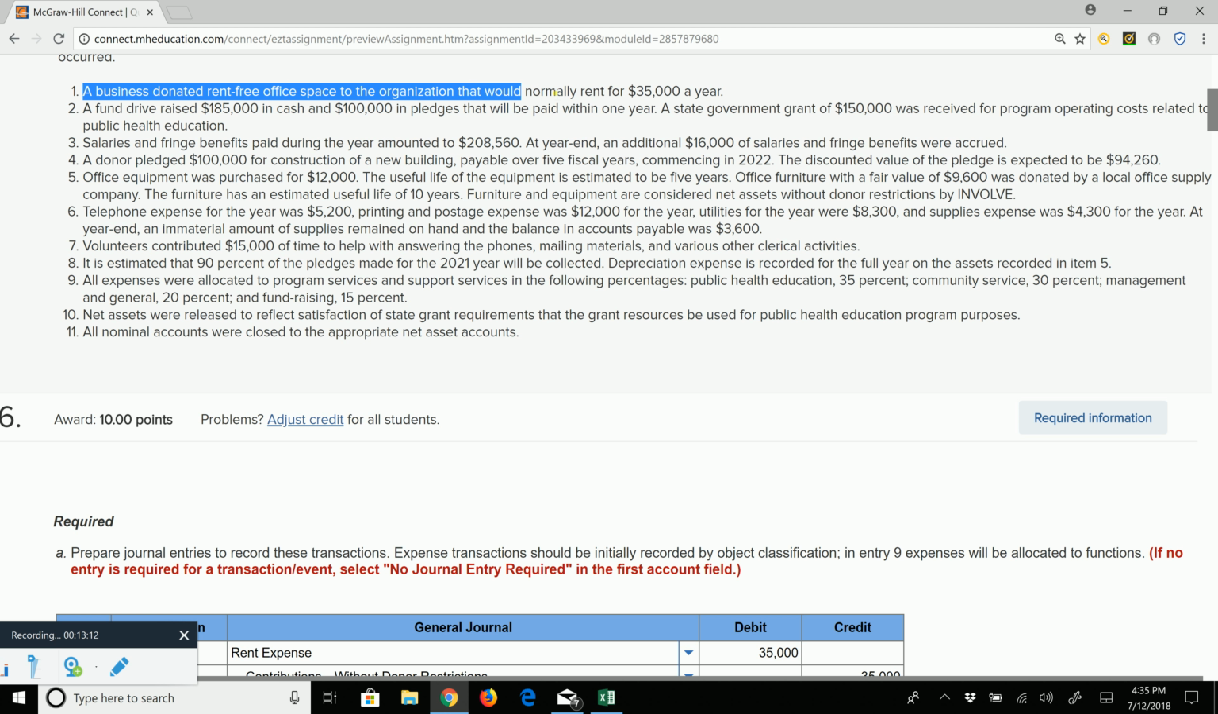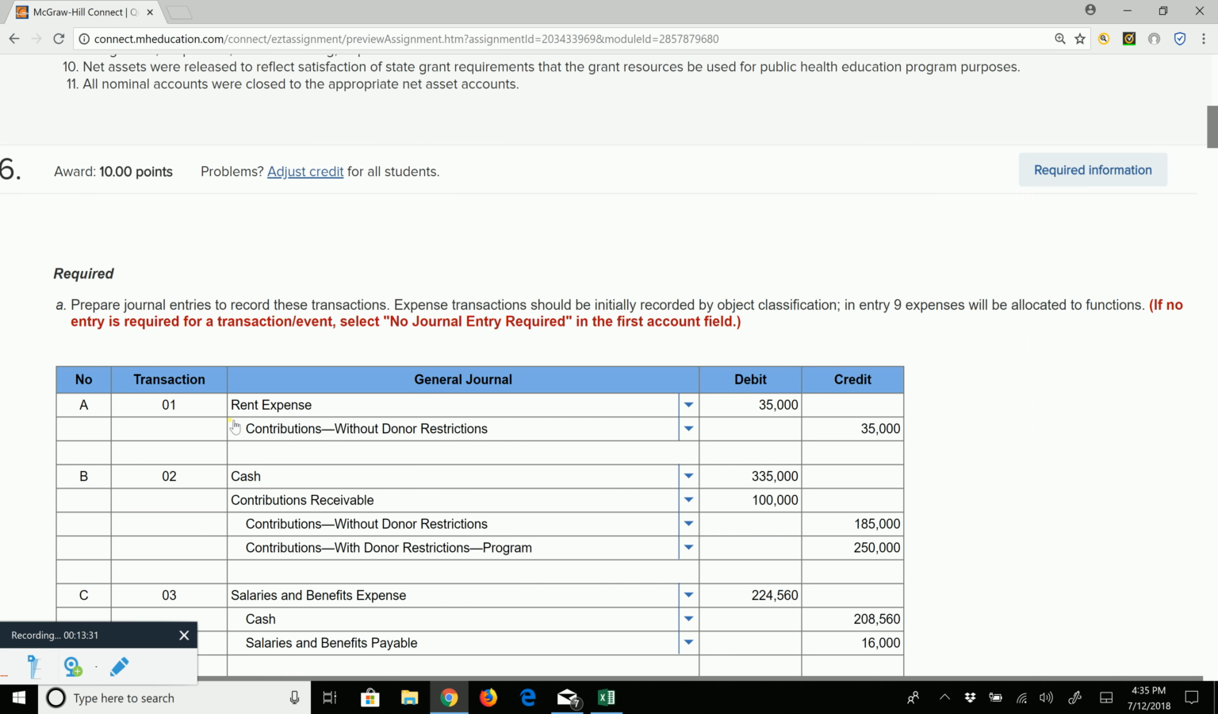A business donated rent-free office space to the organization that would normally rent for $35,000 a year. So basically a landlord is giving the nonprofit free rent. This is a donation. This is a contribution. And that contribution would be recorded as follows. Debit rent expense. We still have the expense, but instead of paying it in cash, it's being covered by a contribution. So we're going to say it's a contribution without donor restriction. It's not like it's restricted to being spent in a certain way. That's not the case here.